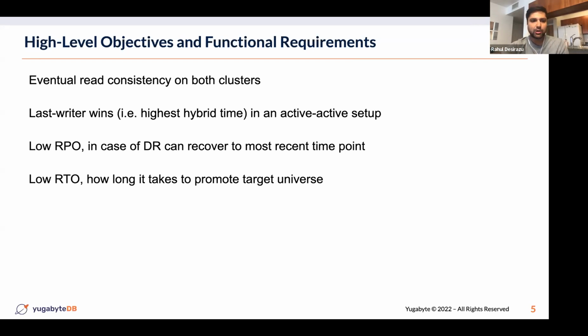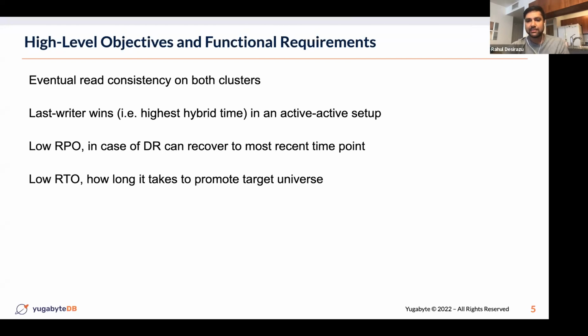And finally, we want low RPO and RTO. So what does this mean exactly? For RPO, we can think about this as the amount of data lost in the case of an outage. So obviously, let's say the lag is 500 milliseconds and the source region goes down and the target gets promoted, you've lost those 500 milliseconds worth of data.